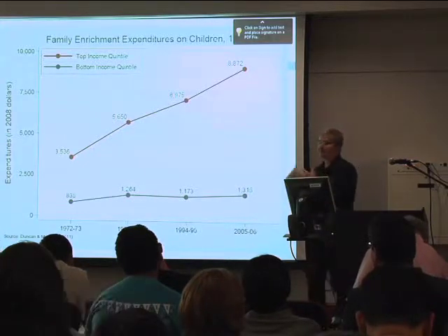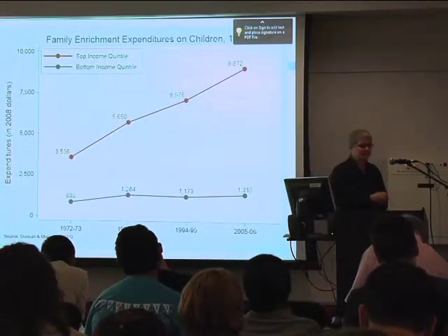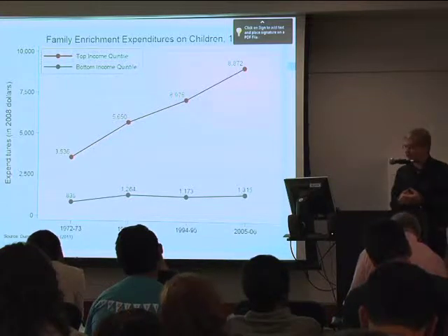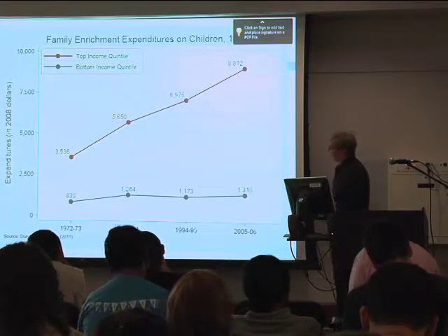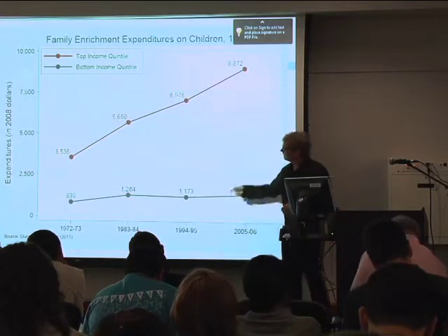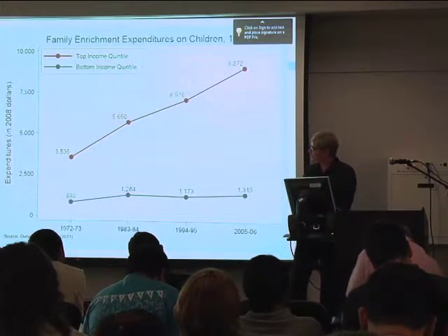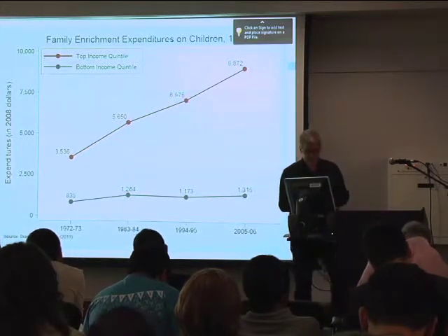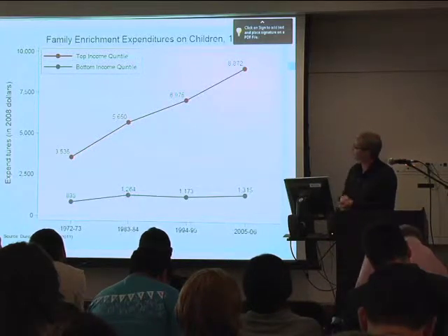Well, people might be spending their money differently than they used to. When we look at how much families spend on their children, we look at data from the Consumer Expenditure Survey. This is work done by sociologist Sabino Kornrich and reported in this book, Whither Opportunity, by Duncan and Murnane.